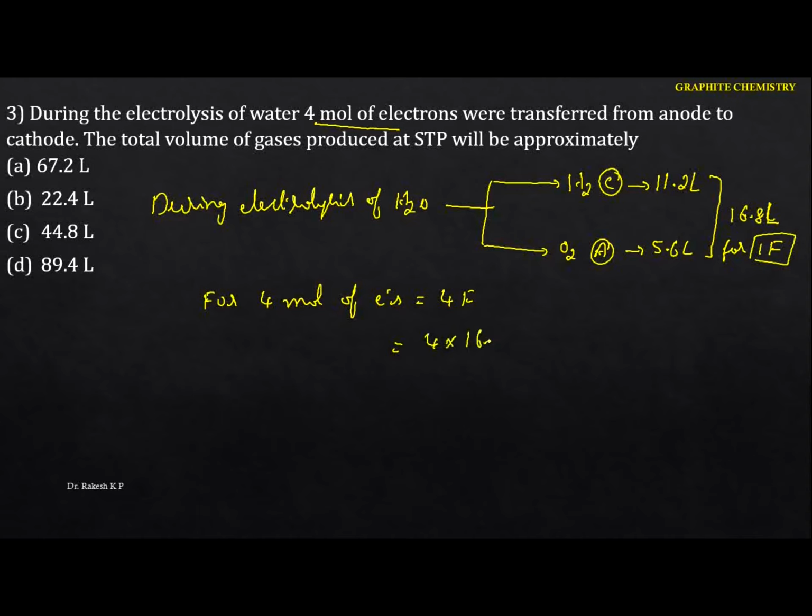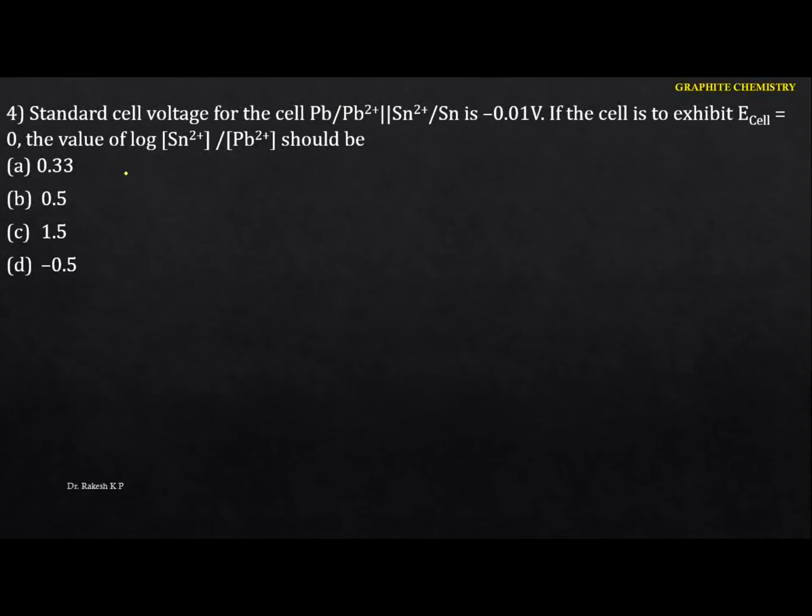The standard cell voltage for the cell with a lead electrode and a tin electrode is minus 0.01 volt. If the cell is to exhibit E cell equal to 0, the value of the log of the molar concentration of the tin ion and the lead ion should be? Let me take the reactions here. The lead electrode is placed on the left hand side, and the tin electrode is placed on the right hand side.